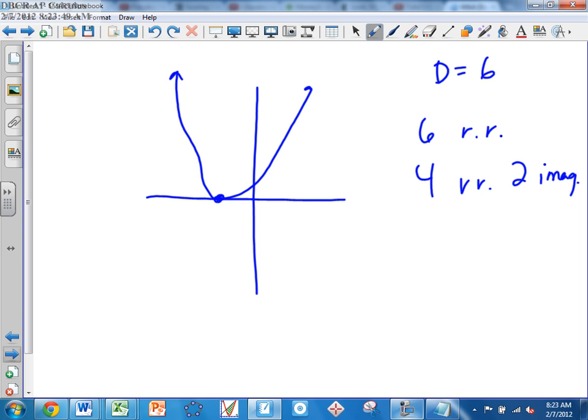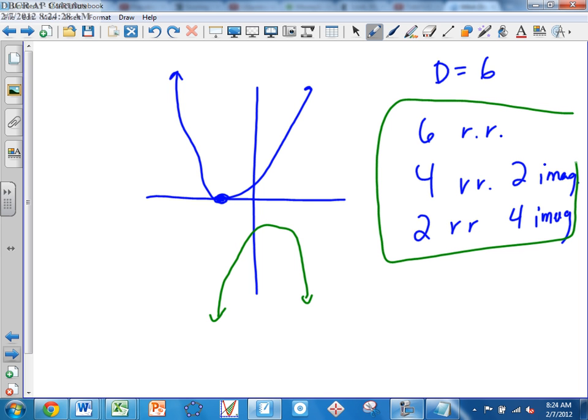All imaginary? Not all imaginary, be careful. Yes: 2 repeated roots and 4 imaginary. Why can't I have all imaginary? The graph would have to be floating. It couldn't have any intersection. This tangent here alone tells me that I cannot have all imaginary roots. All imaginary, it has to float above the axis or float below the axis. So if all 6 roots were imaginary, it might look something like this, because it doesn't touch the axis at all. All 6 are imaginary.